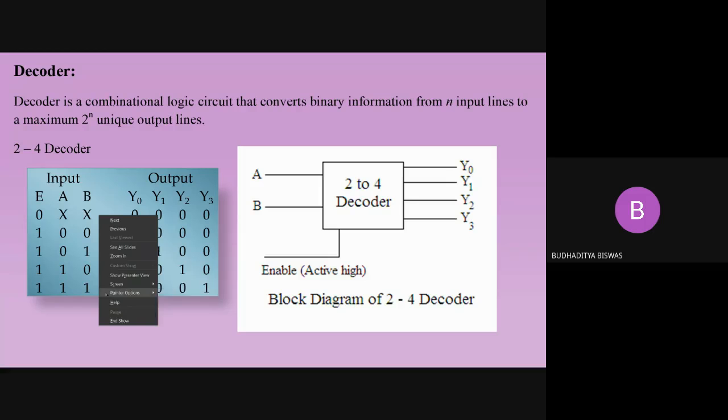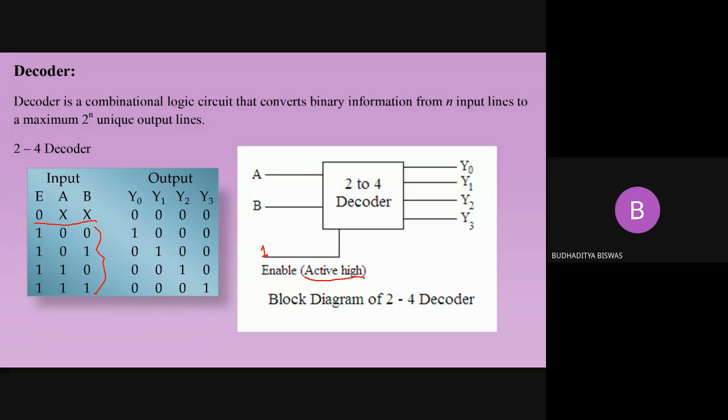Just for the moment, forget about the first row. So A, B, 2 inputs are there. So 4 possible combinations are there, starting from 0 0, 0 1, 1 0, and 1 1. And this is the enable input. And here you see that enable input is written as active high. That means you should give 1 to enable the decoder. Otherwise, if you give 0, then whatever be the input combination, output will not show any value.